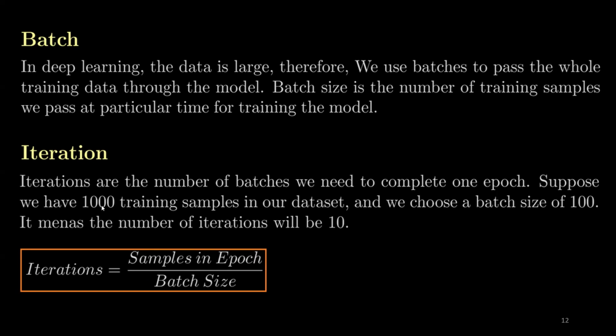So here, if I have 1,000 samples and my batch size is 100, I need 10 iterations to complete the epoch. That is, if the training samples are 1,000 and batch size is 100, it means I need to pass 10 batches in order to cover all 1,000 training samples. It means I need 10 iterations to complete the epoch. So this is the definition of iteration. We have completed the concepts of epoch, batch, and iteration, which are three important but simple concepts in deep learning.